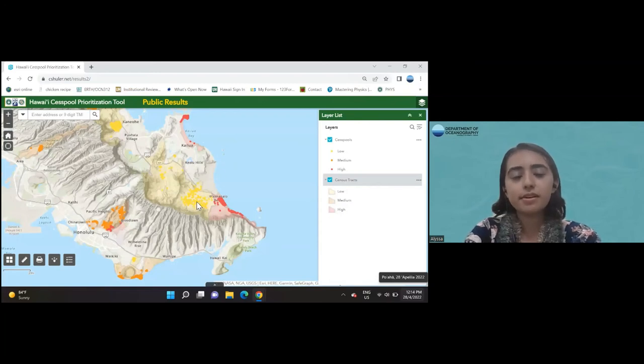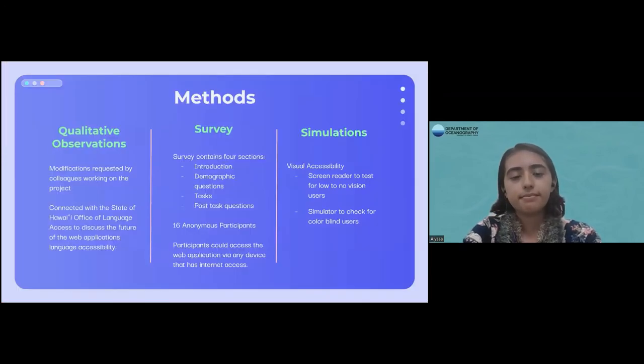And then this is another example of the different variations. The Waimanalo Beach area tends to have a high priority ranking, while this area has a lower priority ranking. In my project, I had a couple of different methods, split between qualitative observations, survey, and simulations. The bulk of this project, however, was evaluated through the survey. There were four sections, but only three required input from the participants: demographic questions, tasks, and post-task questions. All the participants were anonymous. We had 16 of them, and they could access the web app through any device they wanted.